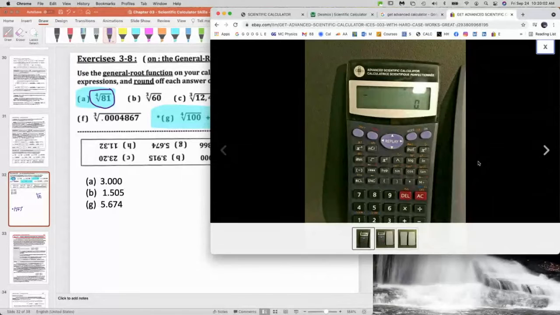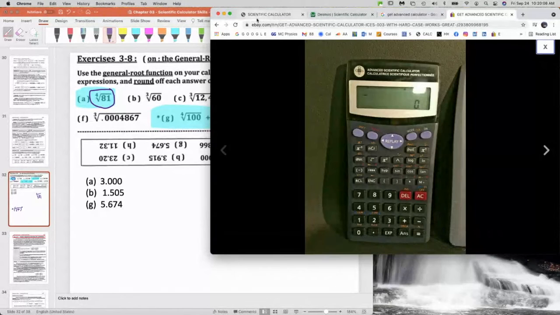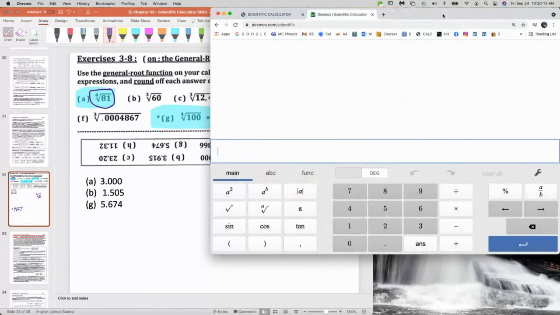So as you can see, it is a bit of a headache to figure out some of the buttons, especially the fourth root. But it's better to figure it out here than to learn it on the fly under pressure.